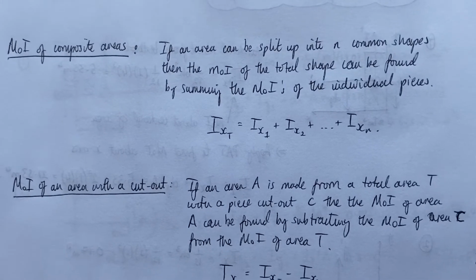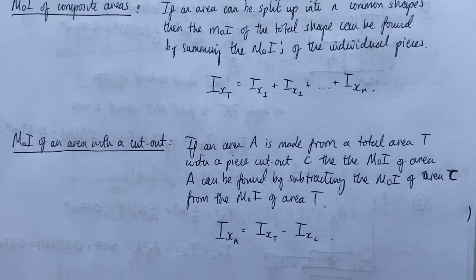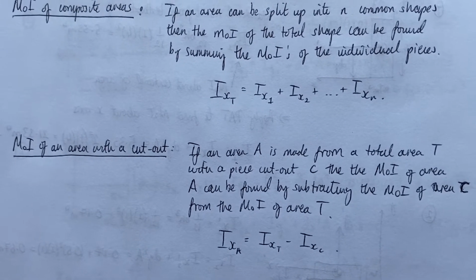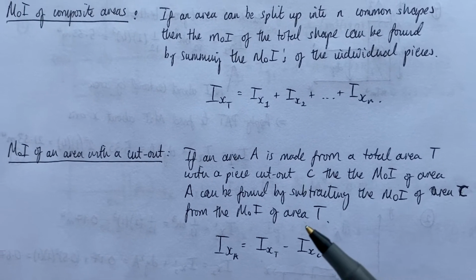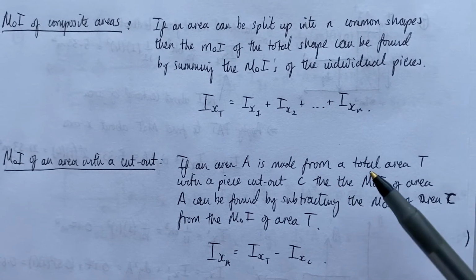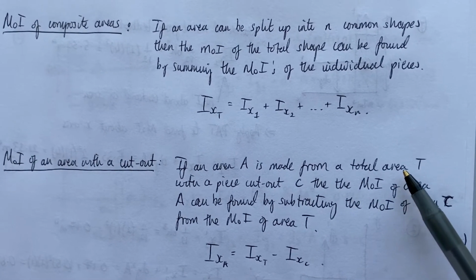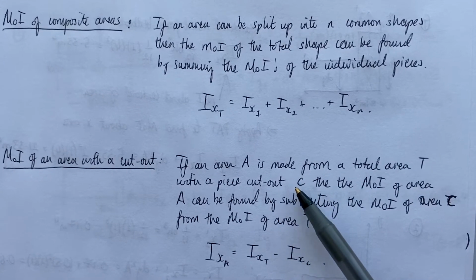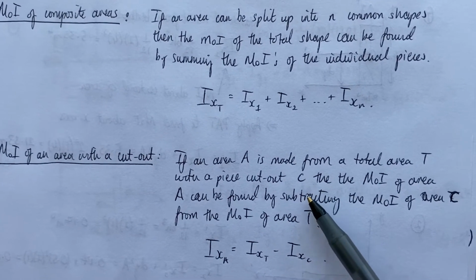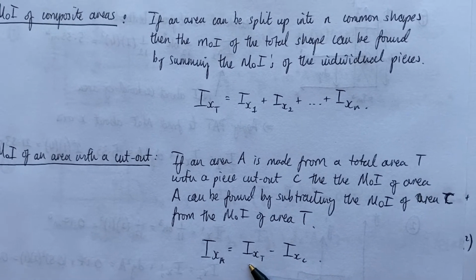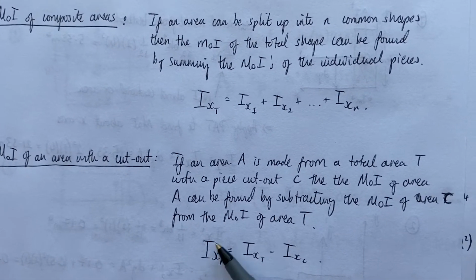The next bit is about an area where we have a total area with a piece cut out, and in that case we find the moment of inertia of the total area, and then we find the moment of inertia of the cutout piece separately, and then we just subtract the cutout piece from the total area to find the piece that we're interested in.